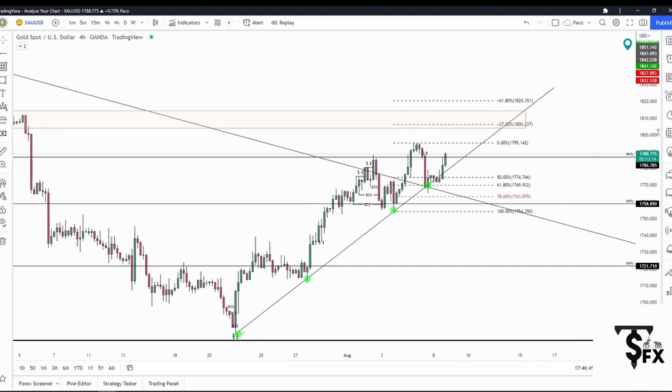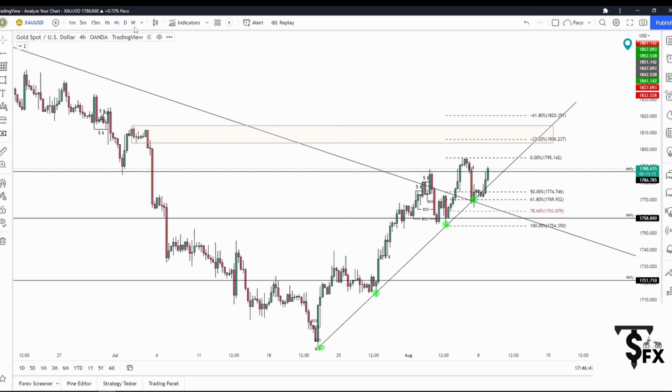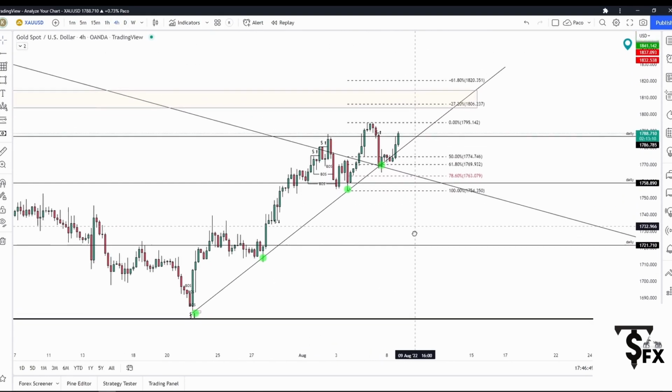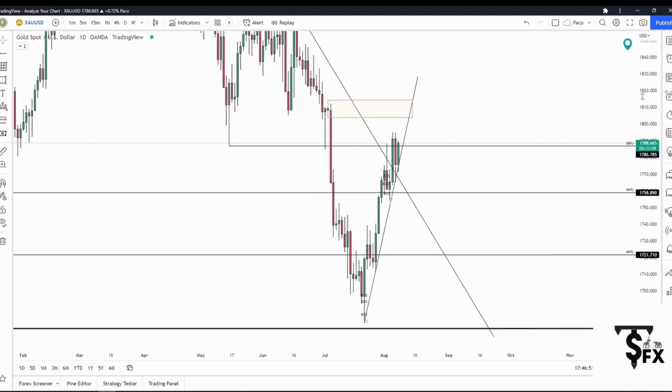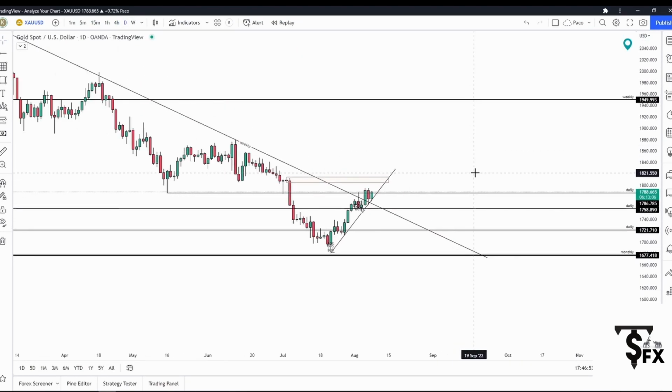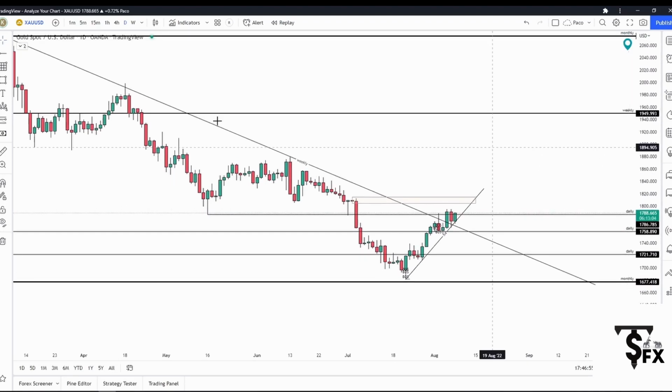This is our analysis for the next week. This is on 4-hour time frame. On a daily time frame, we can see that the price has crossed the weekly trend line and come back to test it.